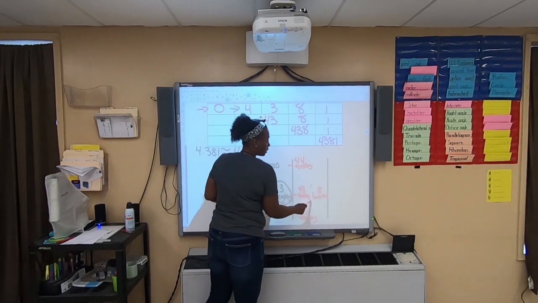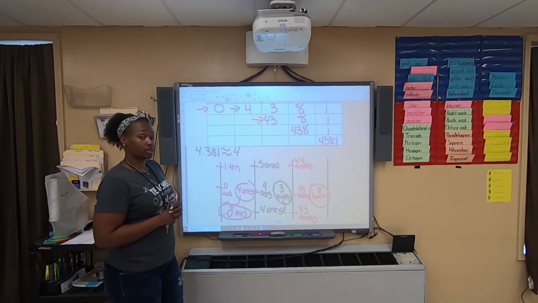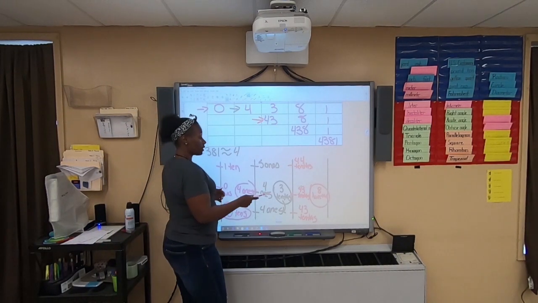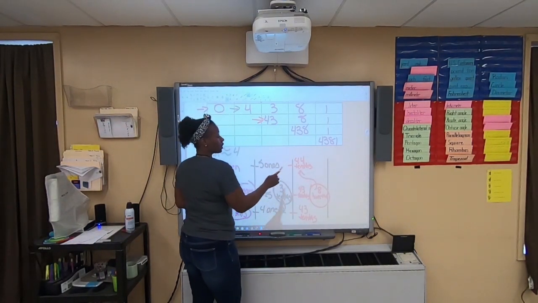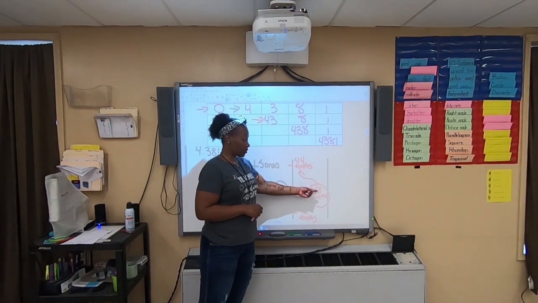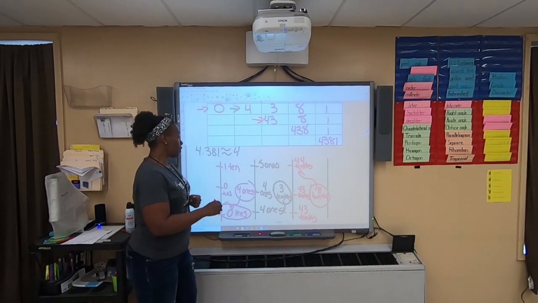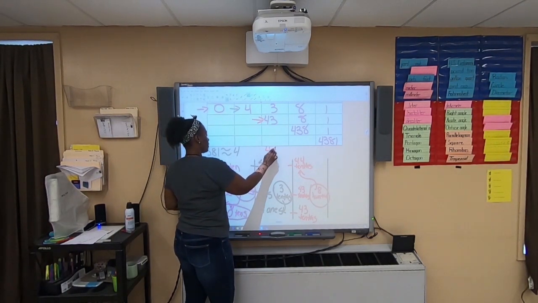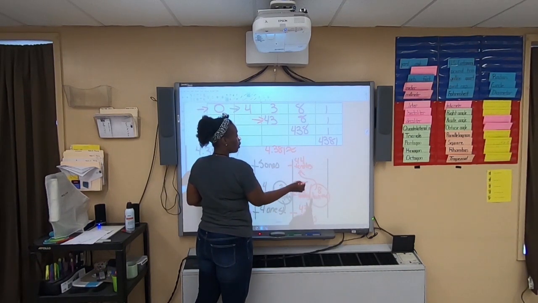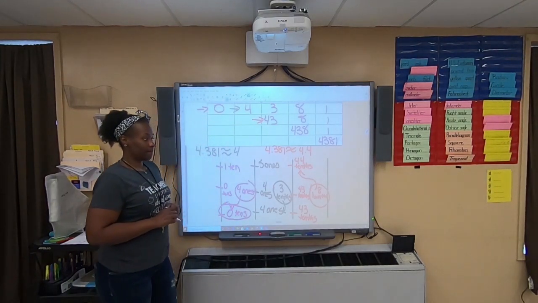Looking at my extra unit, I know that 8 hundredths is greater than my midpoint of 5 hundredths, so it's going to round up to 44 tenths. 8 is greater than 5, so I round up. So I know that 4 and 381 thousandths rounds to 4 and 4 tenths.